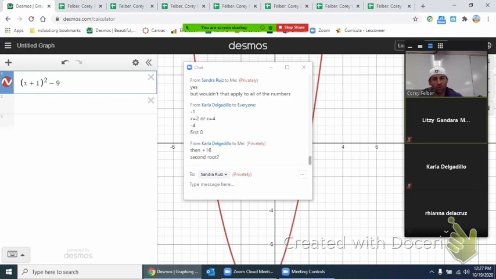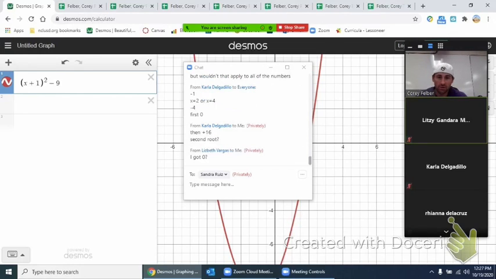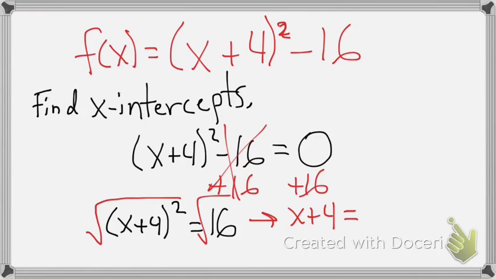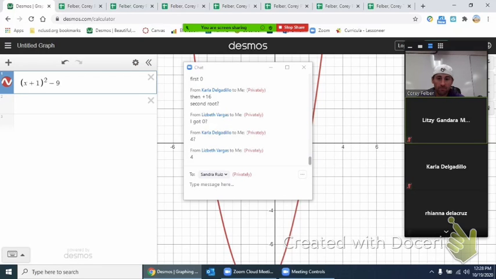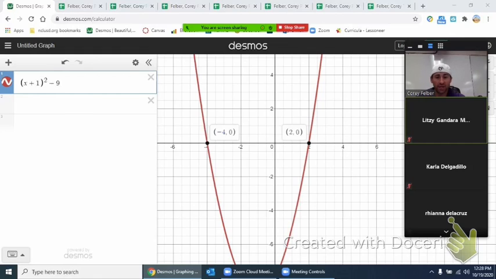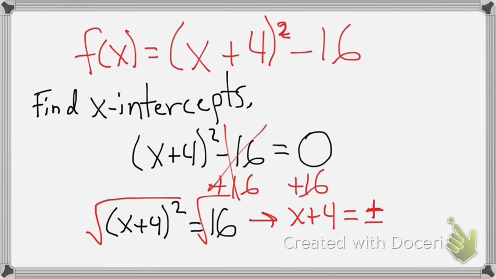Yep, so what's the square root of 16 now? Good, Lizbeth. That's one of them. Remember, there's 2. What's the square root of 16? I'll give you a hint. It's plus or minus something. 4. Good. But don't forget now, it's positive or negative 4.